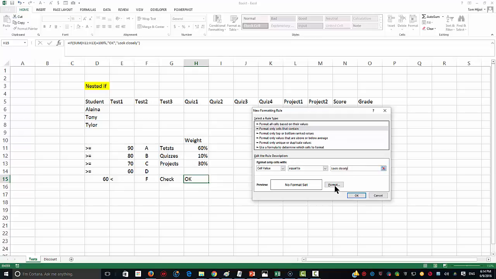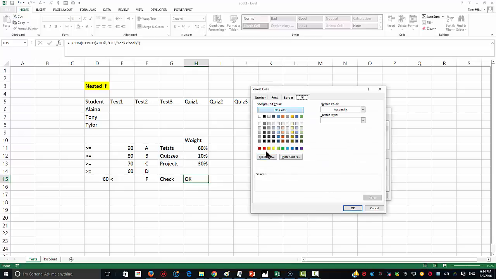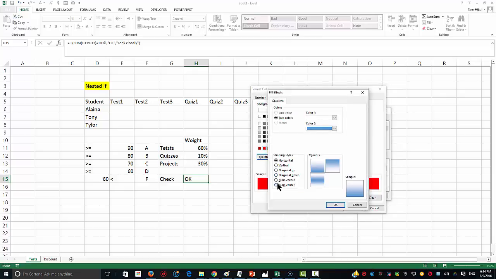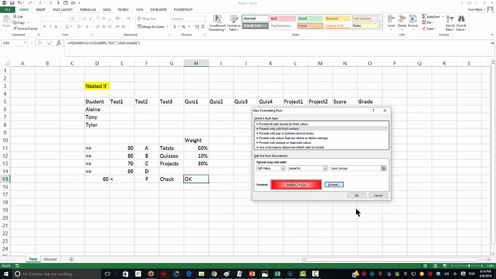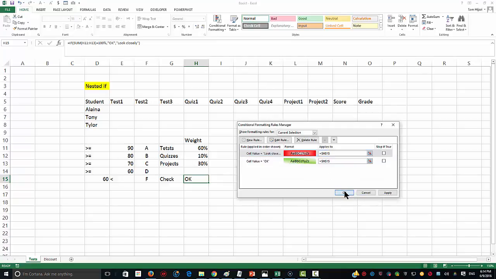So that's what I chose to format as red, and you could go ahead and make it even a nice red, indicating some sort of danger to grab the attention of the professor. So here we go.